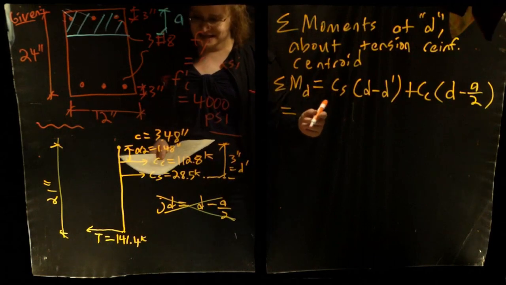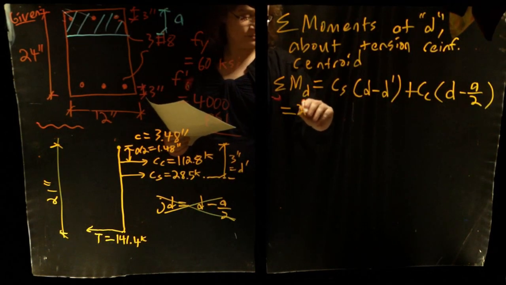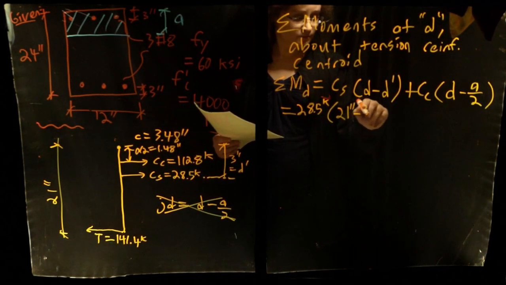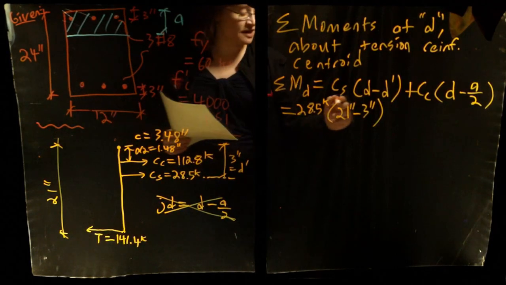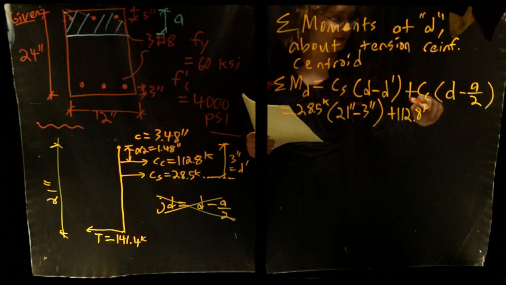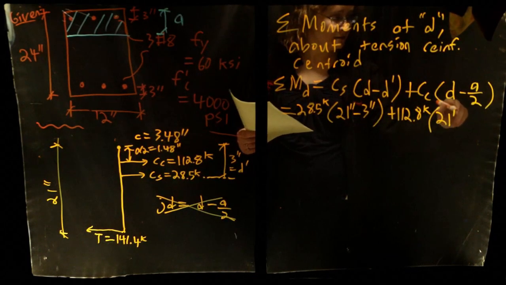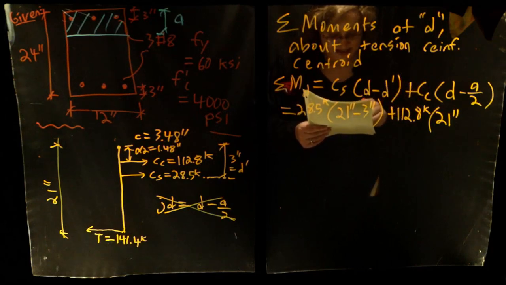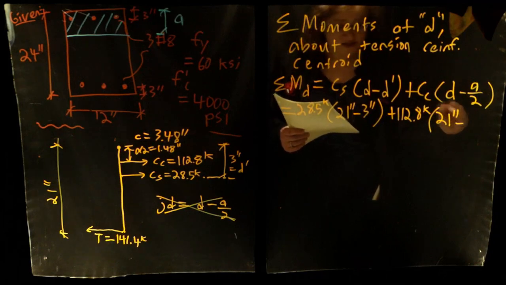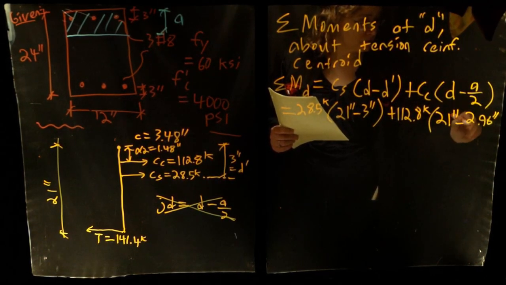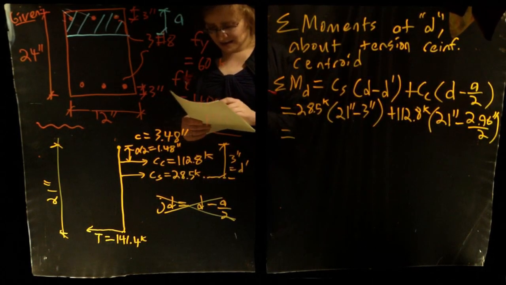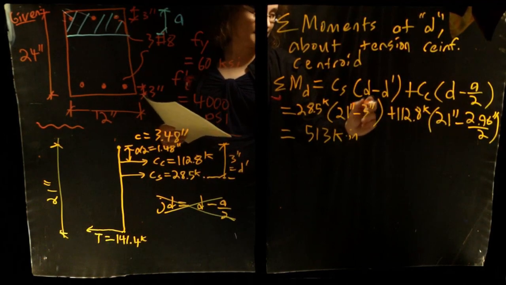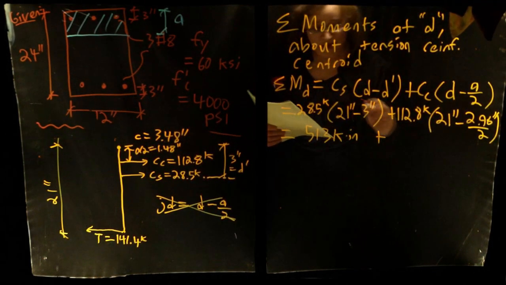Okay, so if I substitute that in, I'll write it out. That's 28.5 kips times 21 inches minus 3 inches, or just 18 inches altogether. Then C sub C, which is 112.8 kips, times d minus a over 2, which is 21 inches minus a over 2. A again was 3.48 inches. Oh, sorry, that's not right. a is 2.96 inches. It's c that's 3.48 inches. So that's 2.96 inches divided by 2. On the C sub S side I get 513 kip-inches, and from the concrete side I get 2,202 kip-inches.